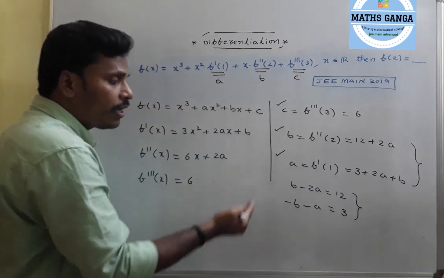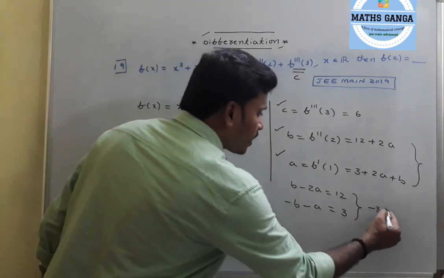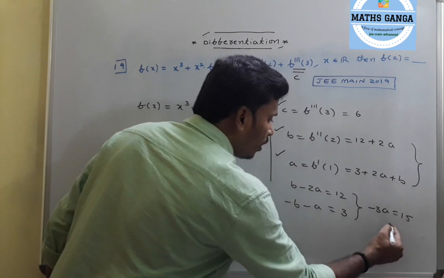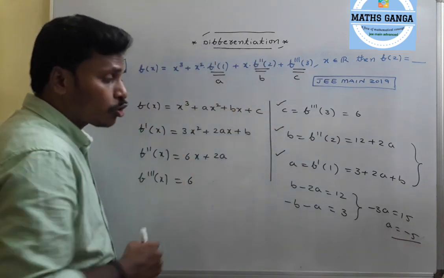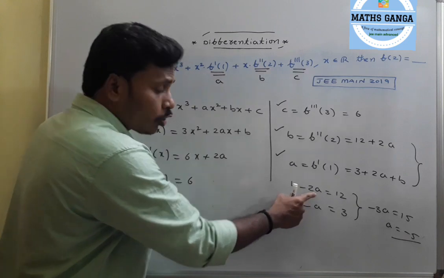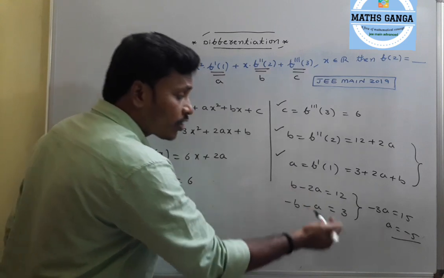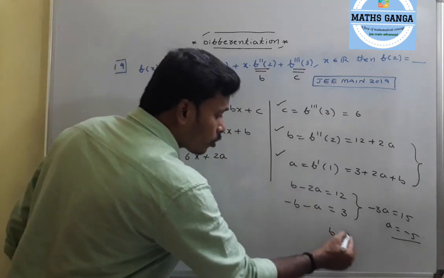Simply if you add, b gets cancelled. Minus 3a is equal to 15 and a is equal to minus 5. After having a equal to minus 5, replace here. So this is plus 10. 12 minus 10 is 2. So b is equal to 2.